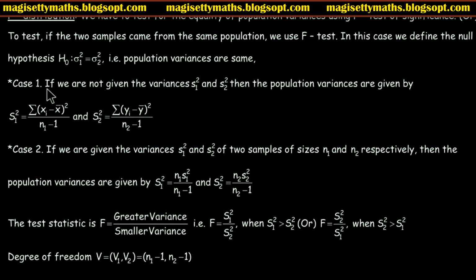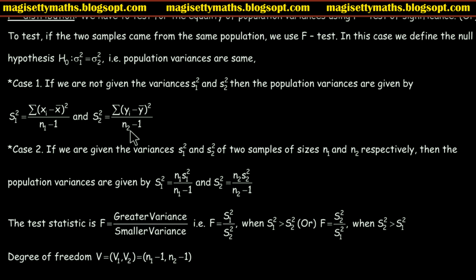First case: if we are not given the variances S1 square and S2 square, then the population variances are given by the formula capital S1 square equals summation xi minus x bar whole square divided by n1 minus 1, and capital S2 square equals summation yi minus y bar whole square divided by n2 minus 1, where xi is the first sample data, x bar is the mean of that sample, and n1 is its size. Similarly, yi is the second sample data, y bar is the mean of the second sample, and n2 is the size of the second sample.